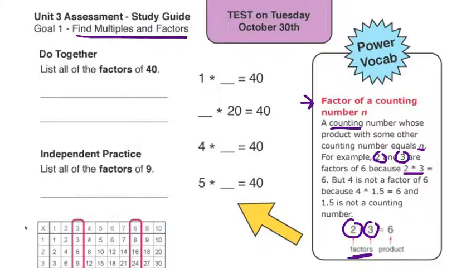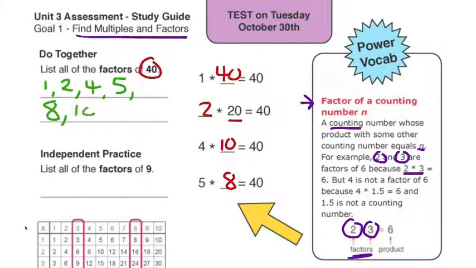So for example, let's find the factors of 40. So here's 40. 1 times 40 is going to give me 40. 2 times 20. 4 times 10. And 5 times 8. So if I list all of those numbers, I'm going to have 1, 2, 4, 5, 8, 10, 20, and 40. Tons of factors, all counting numbers that can be multiplied to make 40.